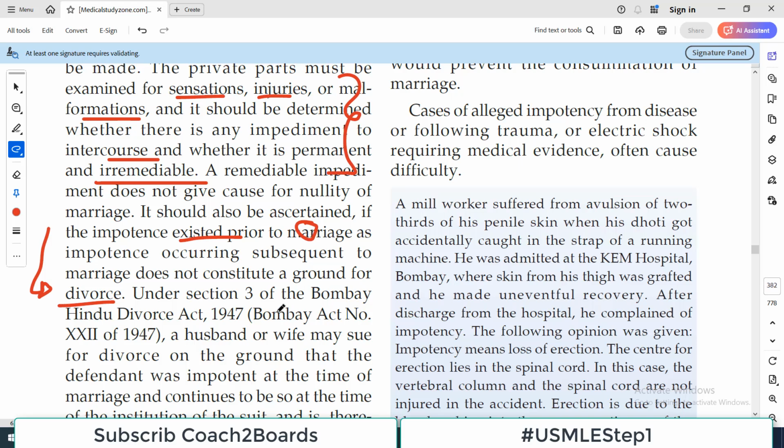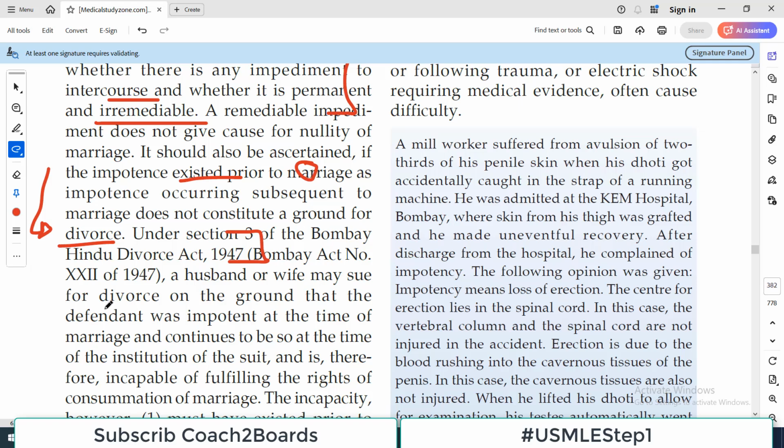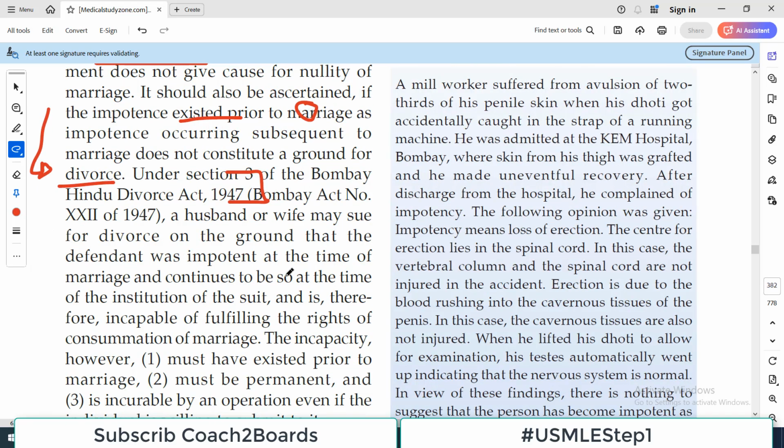Okay, under section 3 of the Bombay Hindu Divorce Act, 1947, a husband or wife may sue for a divorce on the ground that the defendant was impotent at the time of marriage and continues to be so at the time of institution of the suit, and therefore incapable of fulfilling the rights of the consummation of the marriage. That is, if it is established that the man was impotent at the time of marriage and even after that, despite treatment, everything, now that's a ground for divorce, because now the female's right for having sexual activity after marriage, which is what we label as consummation of marriage.